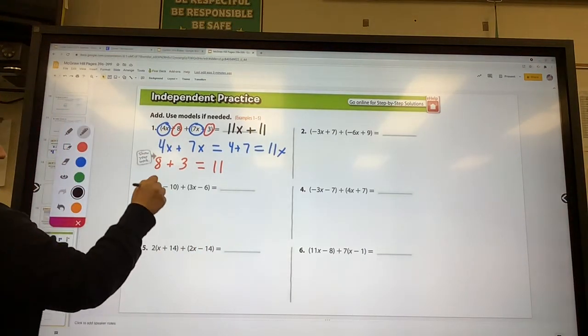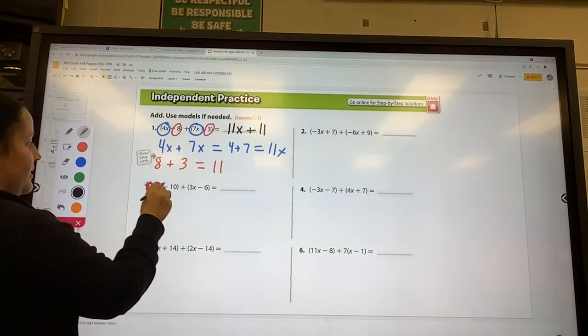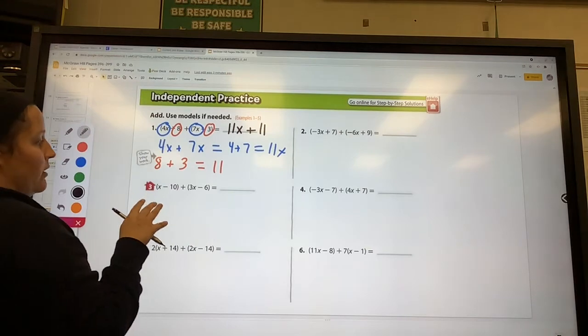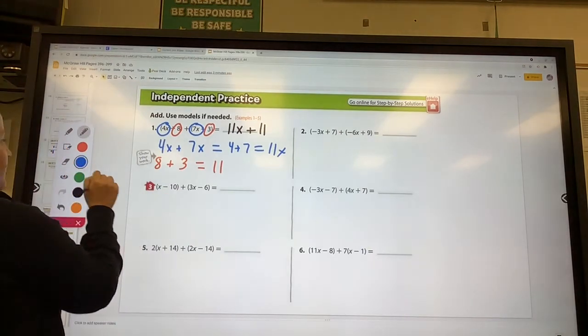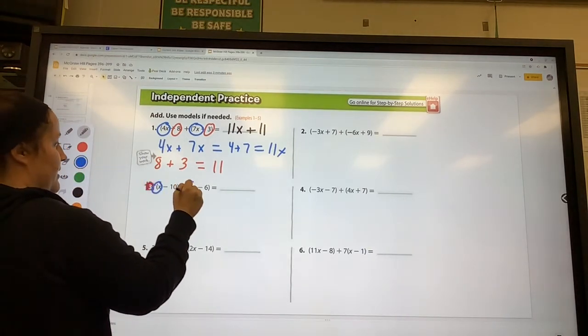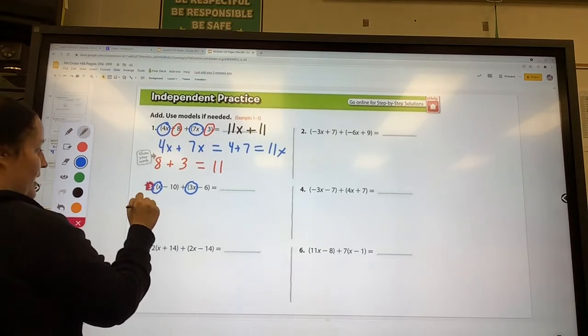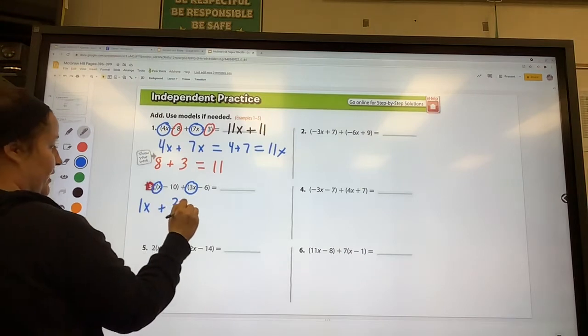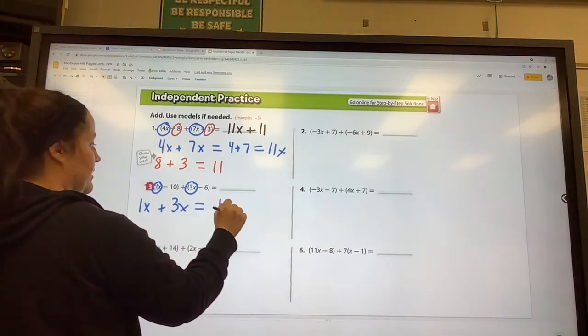I'll just work my way down. So number 3, x minus 10 plus 3x minus 6. So you don't need to worry about the parentheses. So all you're gonna do is group together x and 3x, that's 1x plus 3x, those are positive, right? There's no negative in there, equals 4x.